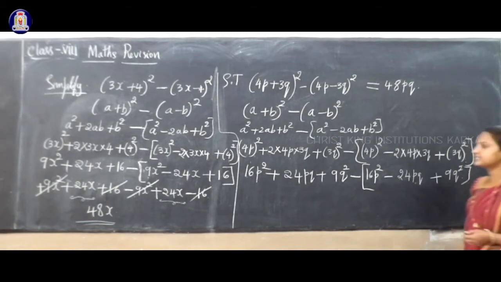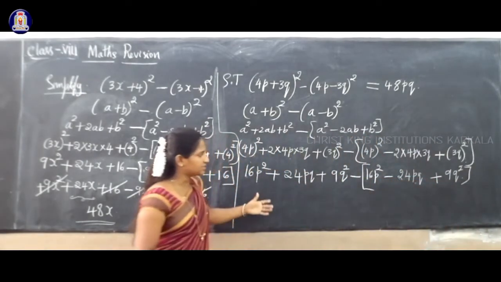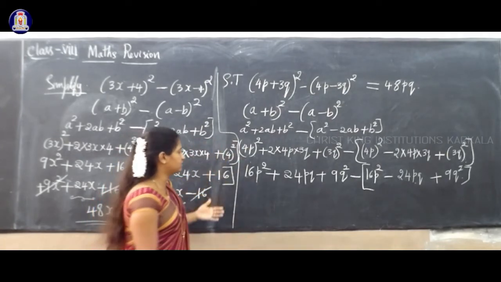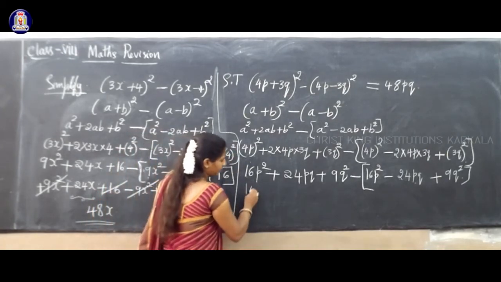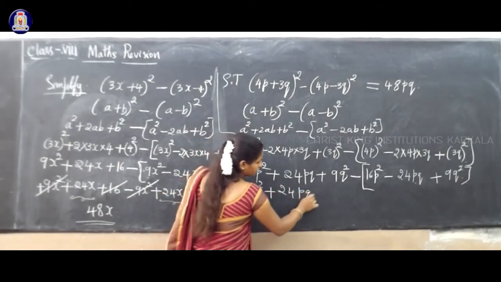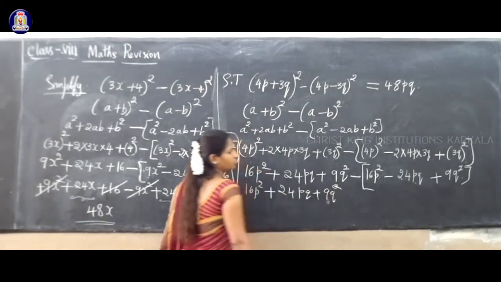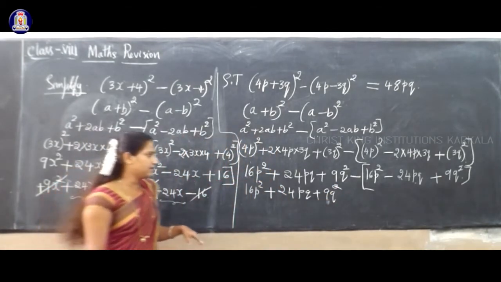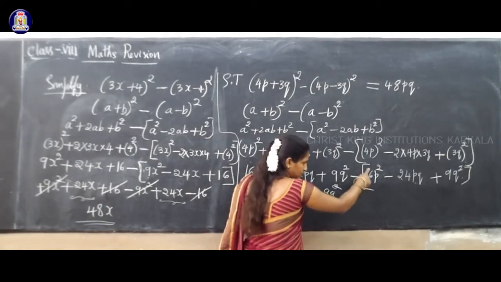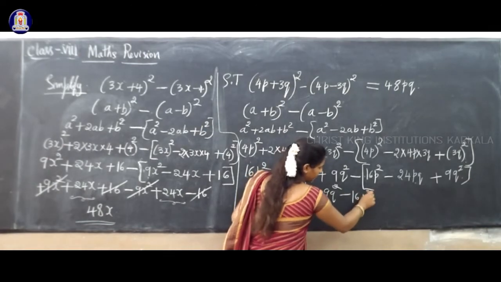Okay. The next step, how to remove the bracket. So after simplifying, the last answer you must get is 48pq. Very important, you must learn this. For 16p square, write as it is, plus 24pq plus 9q square as it is. Next term, remove the bracket. So plus into minus, multiply. The sign here is plus, so plus into minus, minus 16p square.